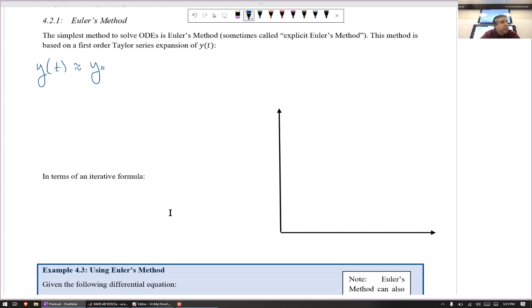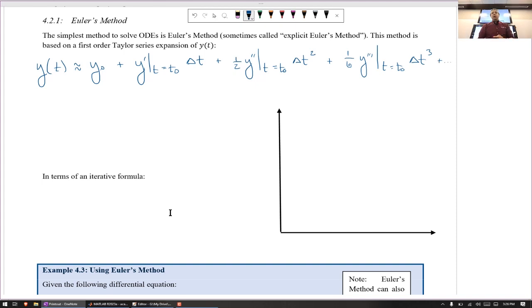y0 plus the first derivative y prime, evaluated at t equals t0, times some delta t, plus 1/2 the second derivative of y, evaluated at t equals t0, times delta t squared, plus 1/6 times the third derivative of y, evaluated at t0, times delta t cubed, etc., etc., etc. So plus dot, dot, dot.